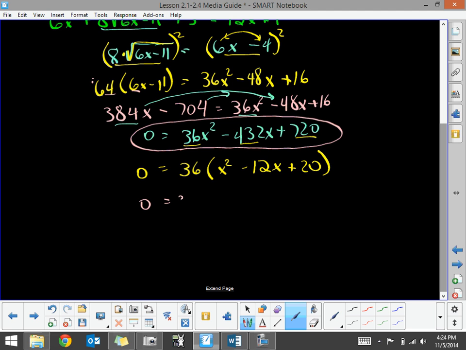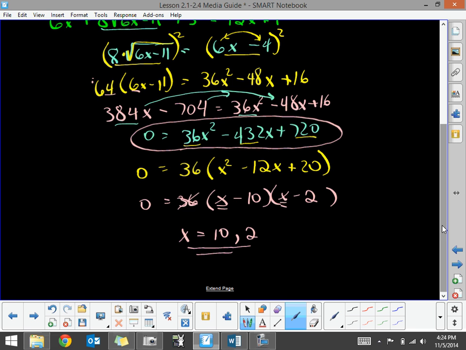So 0 equals 36 times, factors of x squared are x and x. The signs have to be the same. They both must be negative. Factors of 20 that will give you 12: 10 and 2 are your numbers at work. What are the only values of x that can give you an answer of 0? According to our zero factor theorem, it's just a positive 10 and a positive 2. So these are our possible answers that I want to test. This 36 is nothing more than a constant. It can't impact the zeros of the function.